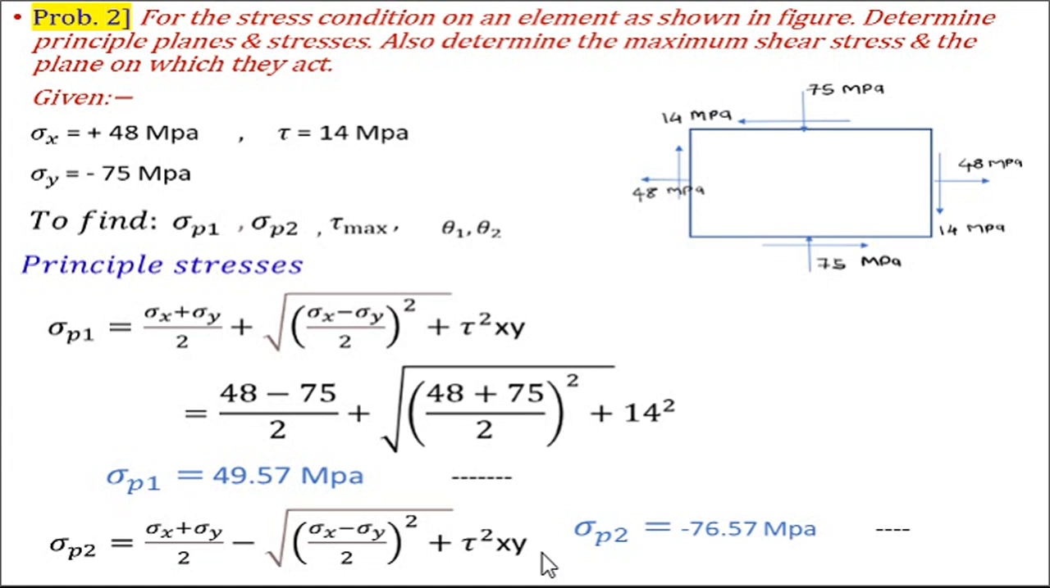We have the relation: sigma x plus sigma y divided by 2, plus the square root of, sigma x minus sigma y divided by 2 bracket squared, plus tau xy squared. Sigma x is 48 MPa, sigma y is minus 75, tau xy is 14. If you put all these values in the above relation, you will get sigma p1 as 49.57 MPa. This is one principal stress. For the other principal stress you take the minus sign, and after calculation sigma p2 is minus 76.57 MPa. So from this relation we have determined the principal stresses.